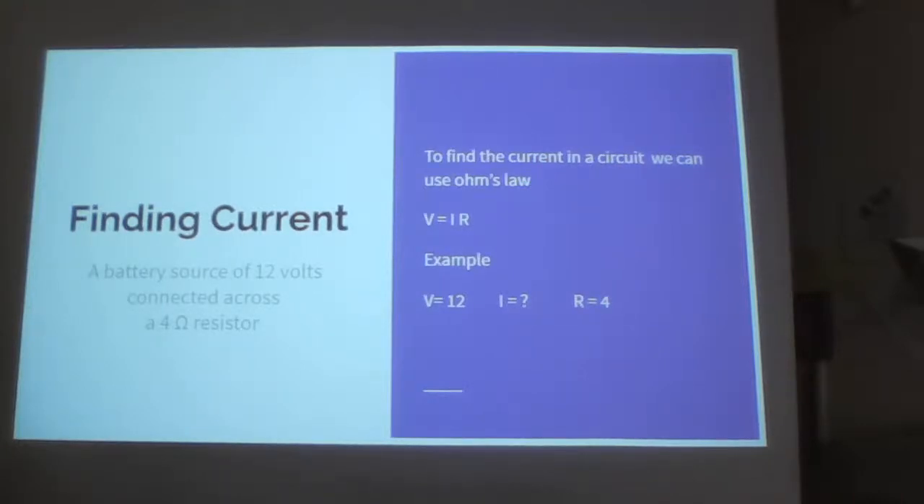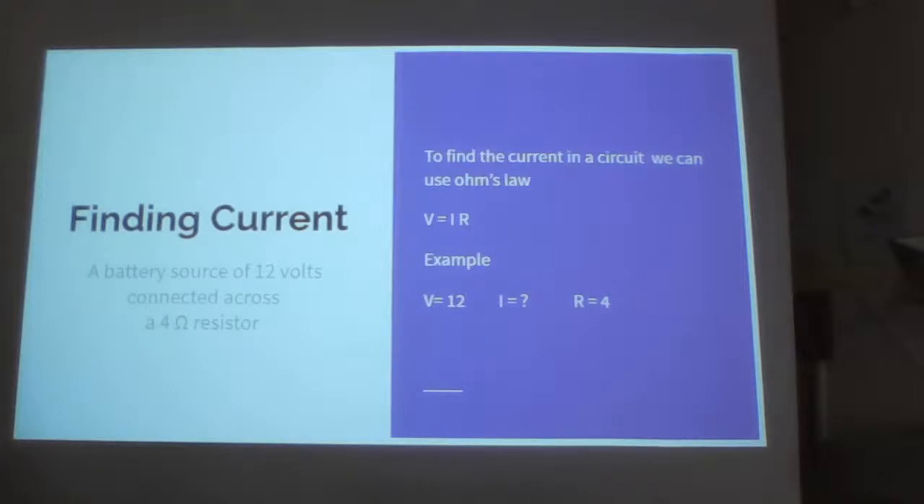So what we're going to be doing in this class, what you guys will be doing in lab with Mr. Kimball, is you want to be able to find the current of a wire, find the current of the circuit that you may be presented with. So finding the current. Here I've written an example of a battery source of 12 volts, and it's connected across a 4 ohm resistor.